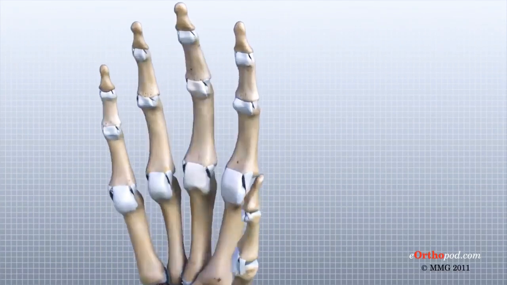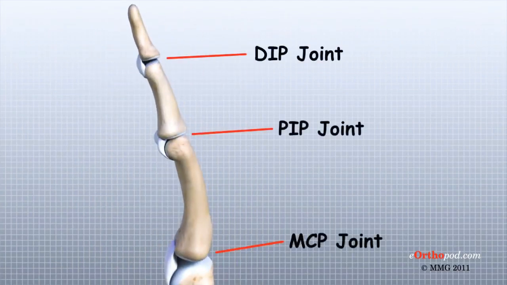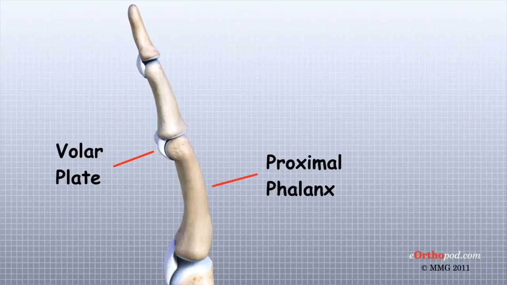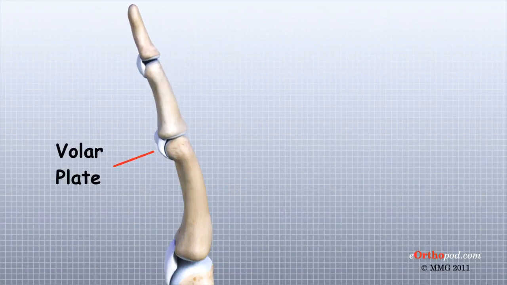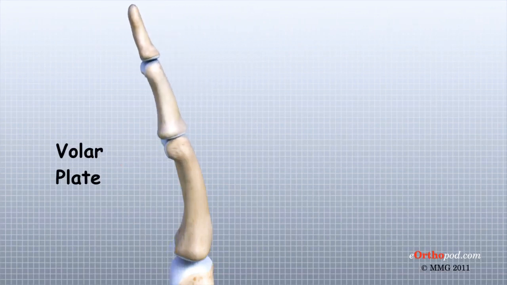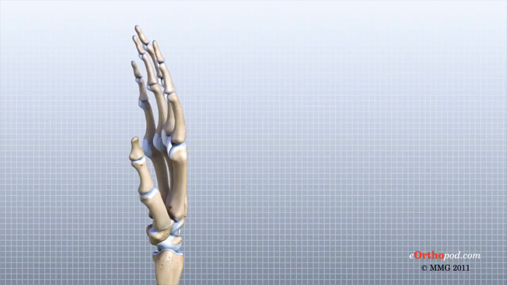In the PIP joint, the middle joint between the main knuckle and the DIP joint, the strongest ligament is the volar plate. This ligament connects the proximal phalanx to the middle phalanx on the palmar side of the joint. The ligament tightens as the joint is straightened and keeps the PIP joint from bending back too far, or hyperextending. Finger deformities can occur when the volar plate loosens from disease or injury.